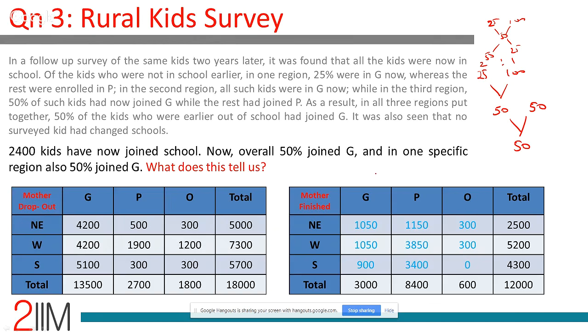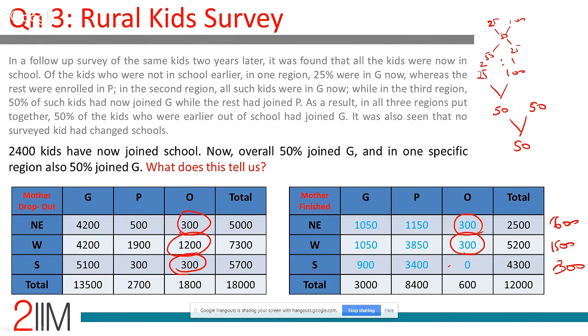So now, two of these regions have the total number of students in O in the ratio 2:1. Let's find the total first. Total for Northeast is 300 plus 300, 600. Total for West is 1200 plus 300, 1500. Total for South is 300 plus 0, which is 300. Some two of these are in the ratio 2:1. Which two? Only these two.